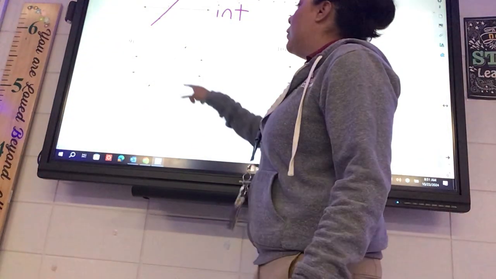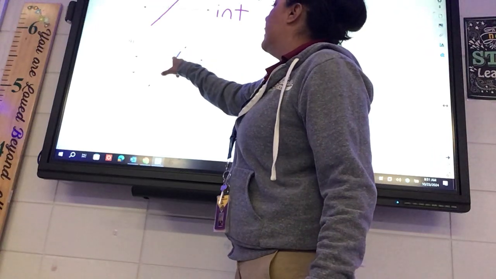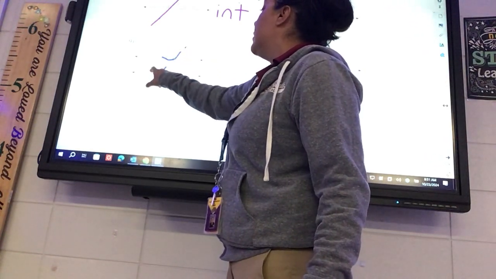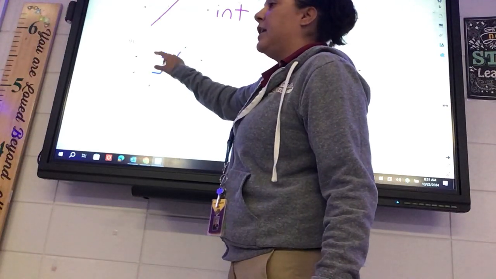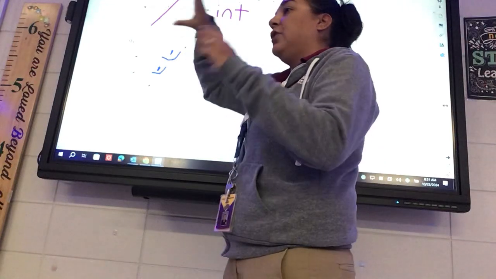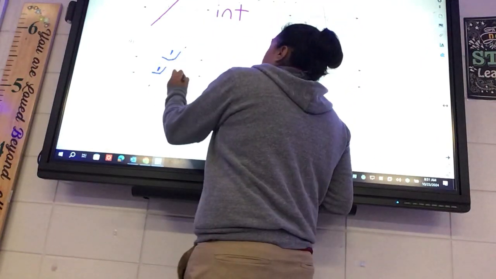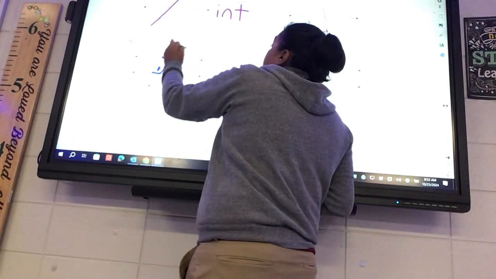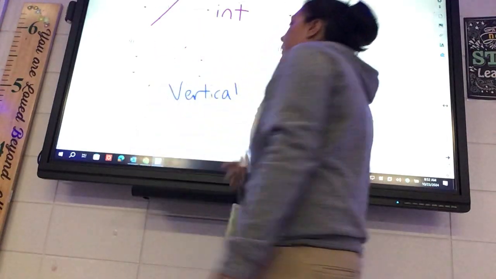If you remember, corresponding would be on the same side, with one inside and one outside on the same side. So right here would be a corresponding, and right here would be a corresponding. It would match up. So this is going to be a vertical. What could you use to shorthand that? A V. Just a V, it would be fine.